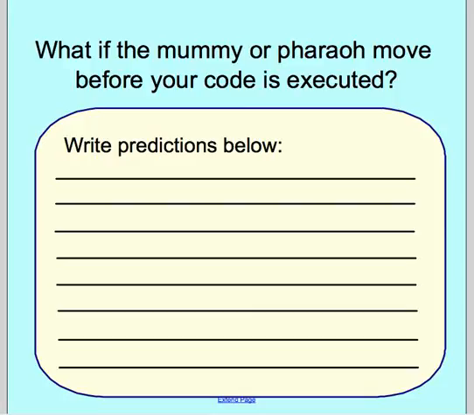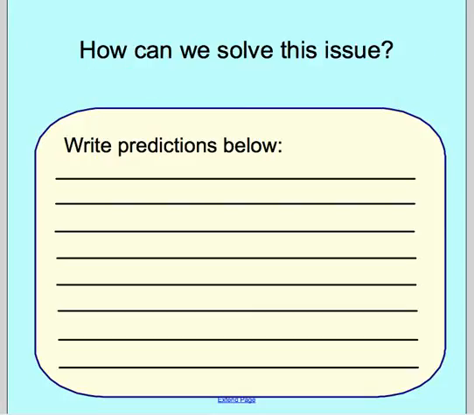So I'm going to pose this question to the students, and hopefully they'll come to that conclusion that if the mummy or the pharaoh moves, our program is ruined. So we need some other solution. And then I ask them, how can we solve it?